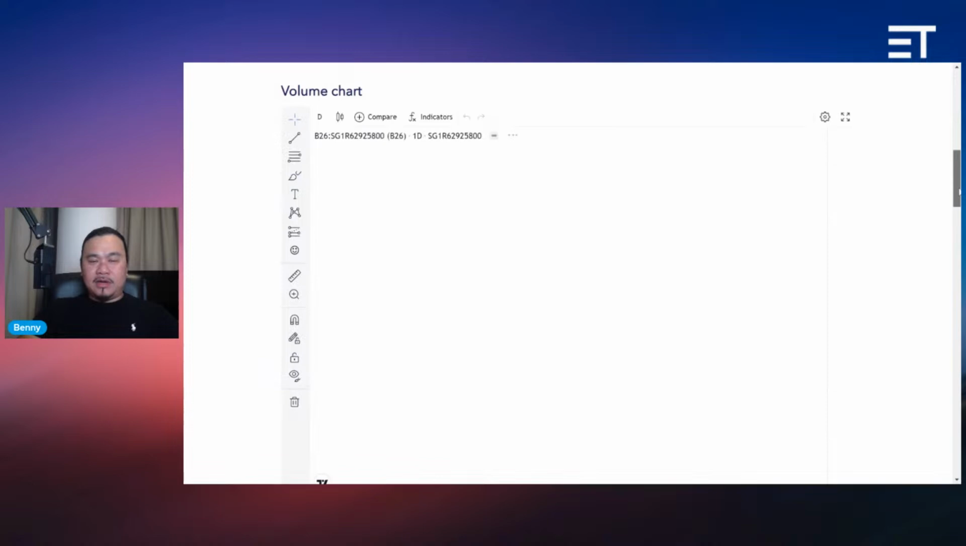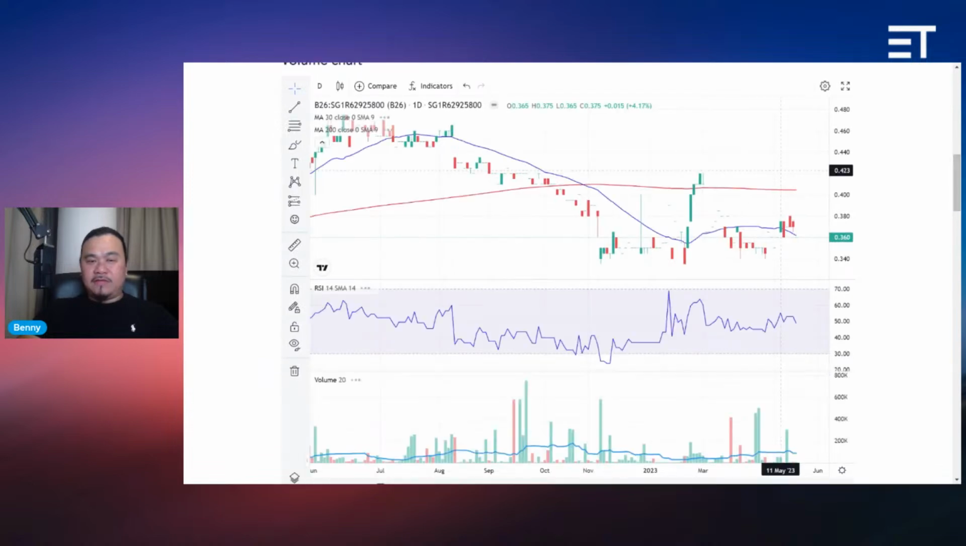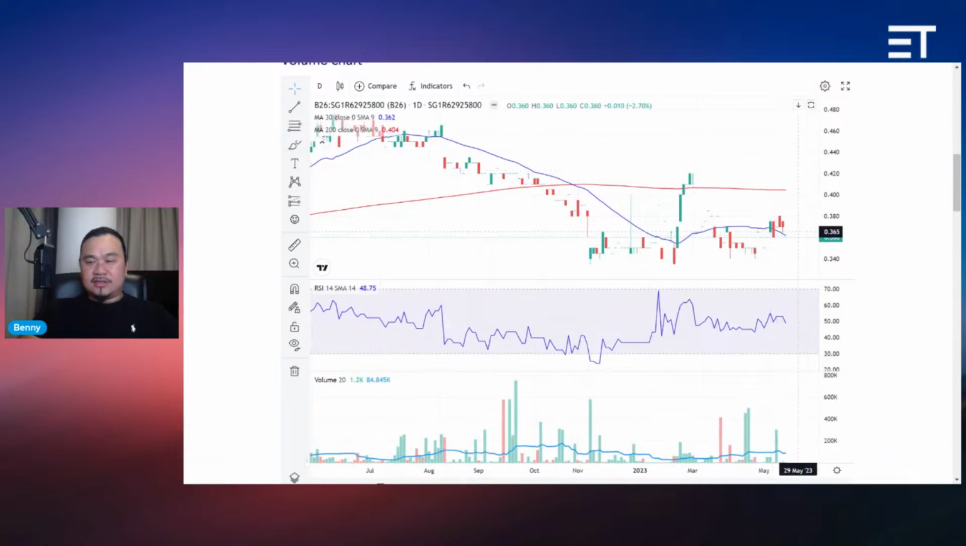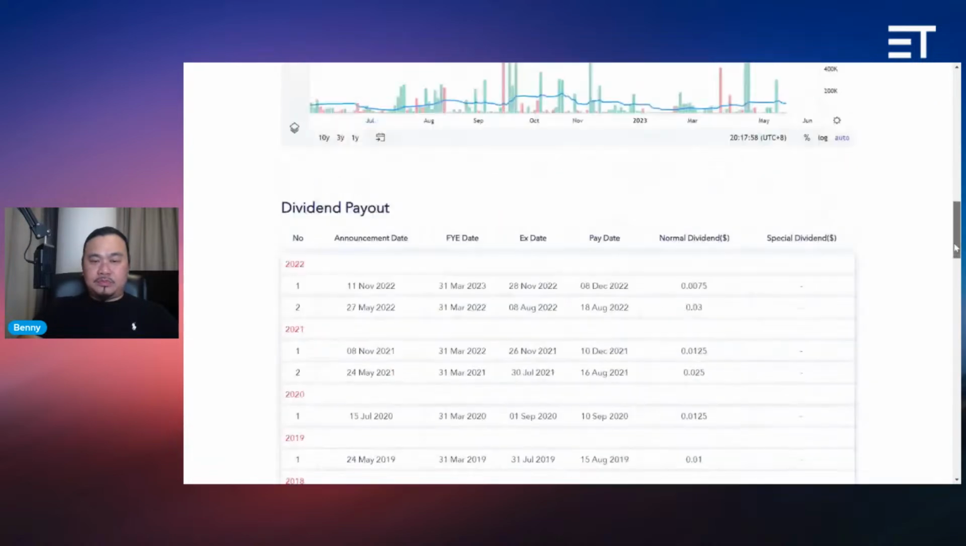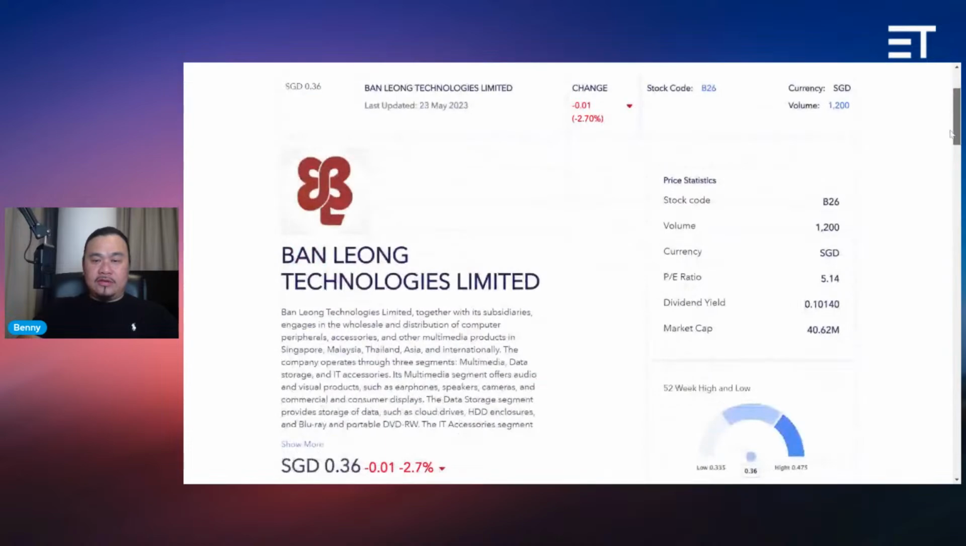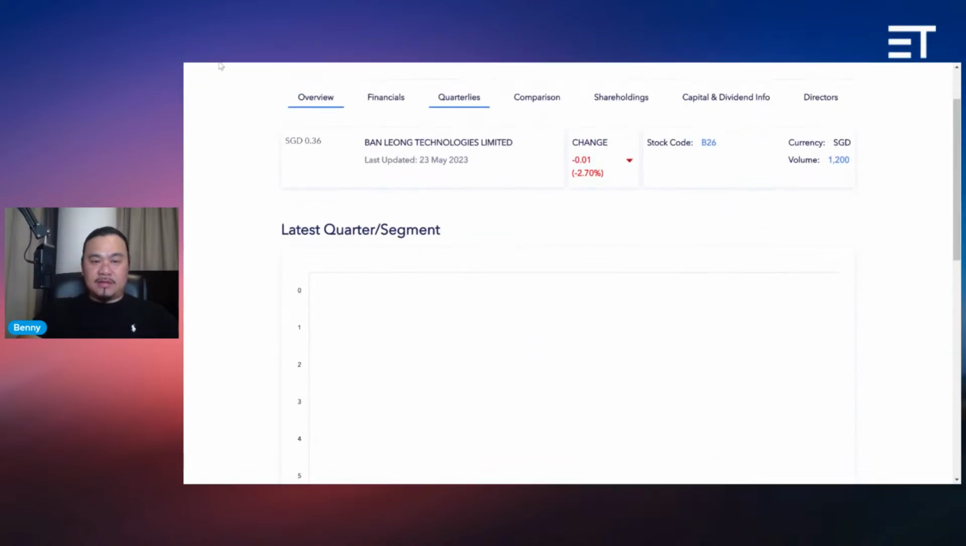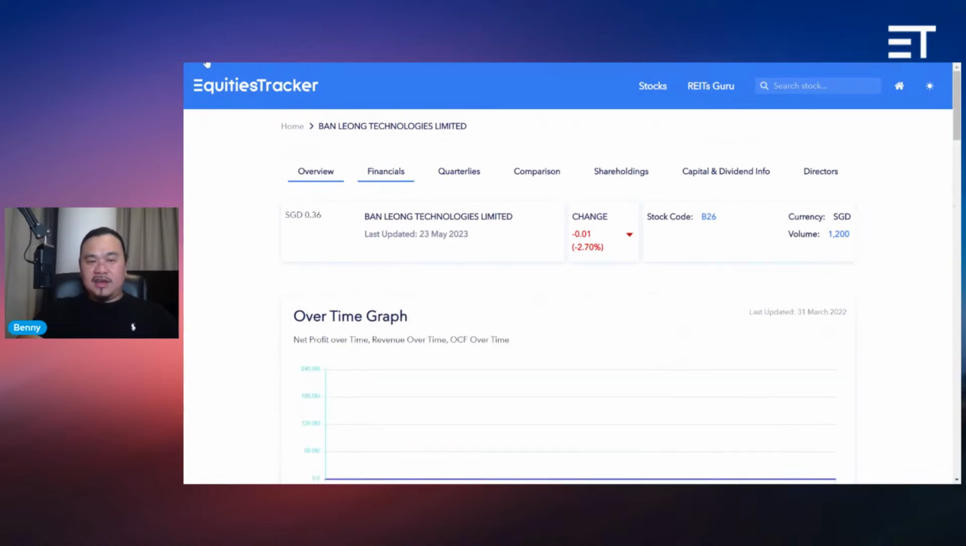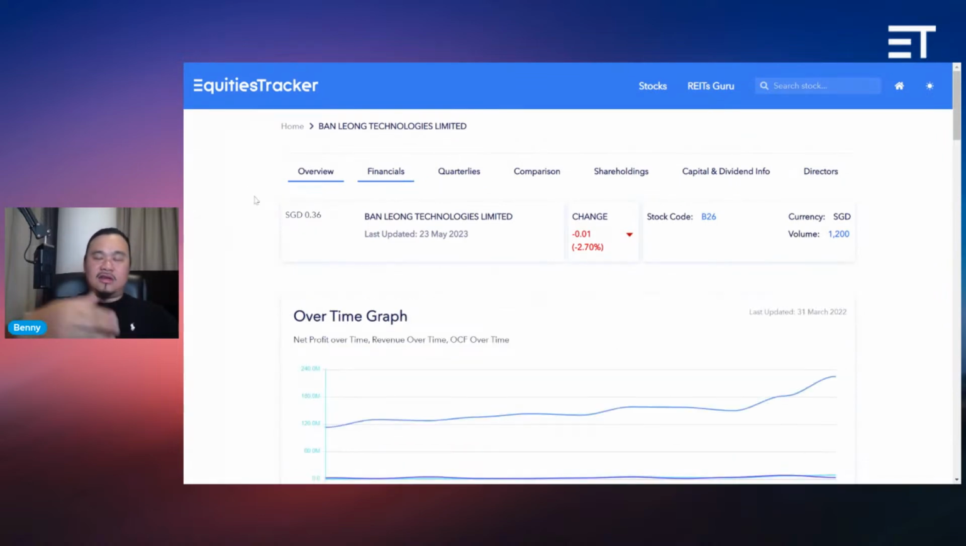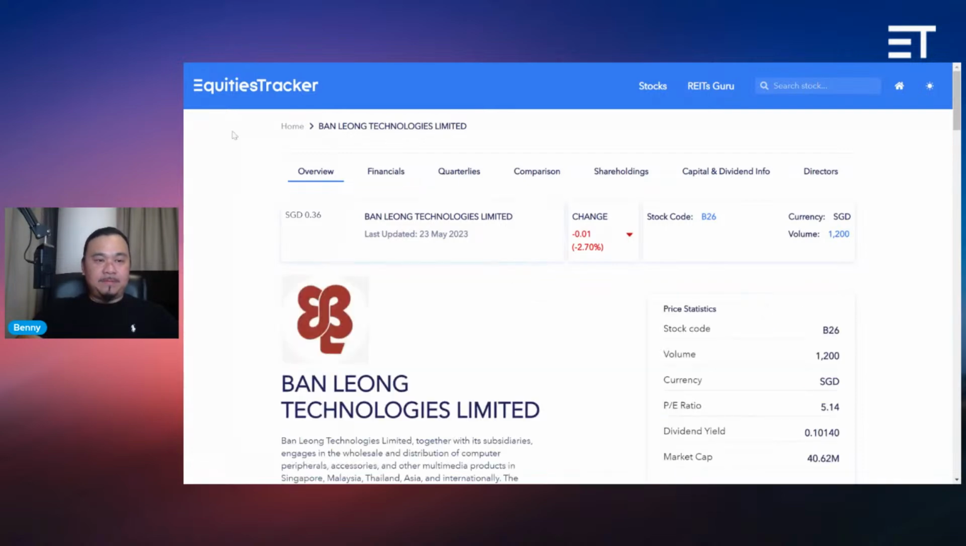All right. Just remember the price of this counter has gone up to about 50 cents last year, and it's now trading at 36 cents. So again, the reason why we touch on this counter is because this is a dividend counter, right? That pays dividends. So if you're looking for consistent companies that pay dividends, these are the lists that you can look at.